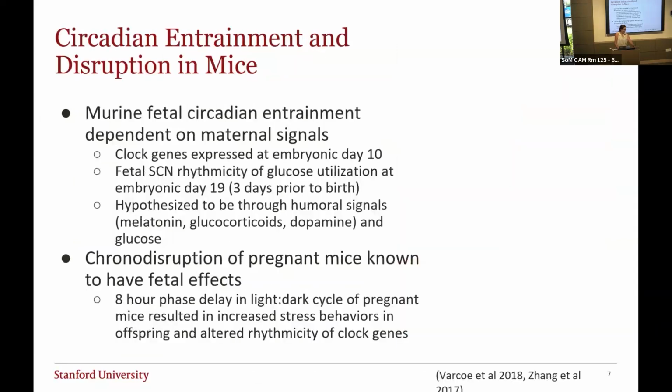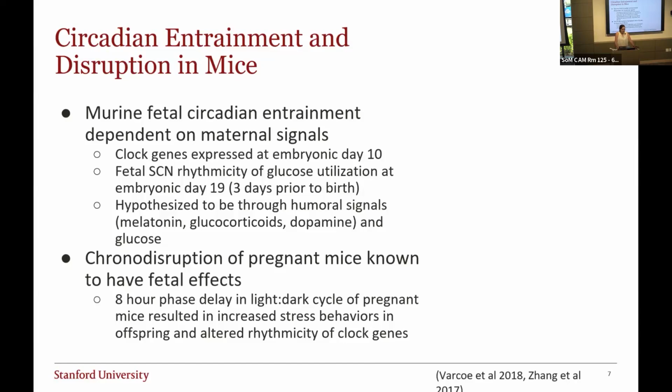So that's in humans. What about in mice, which is where we study most of circadian rhythms? So in mice, we can see transplacental transmission of the circadian rhythm, circadian entrainment, and you can see the clock genes expressed as early as day 10. We do see that the fetal SCN, suprachiasmatic nucleus, shows rhythmicity about 3 days prior to birth. And this entrainment is hypothesized to be both through humoral signals. So melatonin is the one that is most widely studied, but also glucocorticoids and dopamine, as well as other signals, things such as glucose utilization and activity.